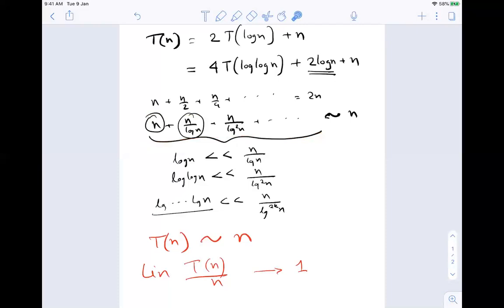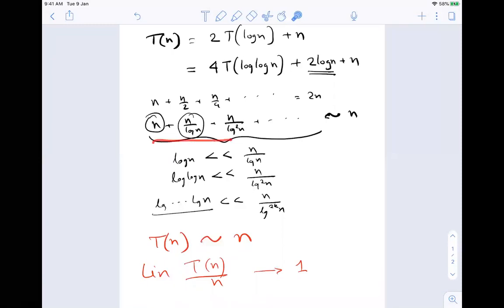What is this object? You will see that as n goes to infinity, this divided by n actually goes to 1. Here the log square is the square of log n, or the log over log n? Now, log square n is log n whole square. First of all, this is just a GP series.